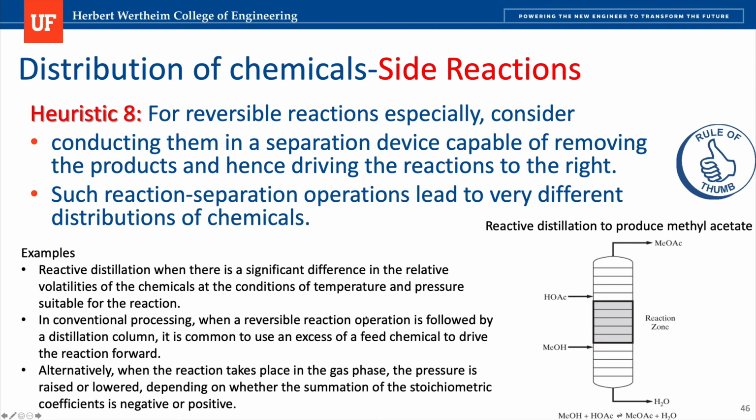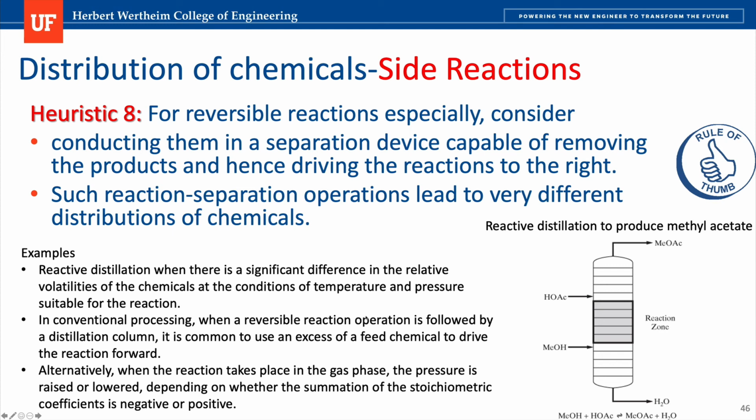In a conventional processing, when a reversible reaction operation is followed by a distillation column, it is common to use an excess of a feed to drive the chemical reaction forward, to move that equilibrium reaction from products to reactants and favor that conversion forward. Alternatively, when the reaction takes place in the gas phase, the pressure is raised or lowered depending on whether the summation of the stoichiometric coefficients is negative or positive.